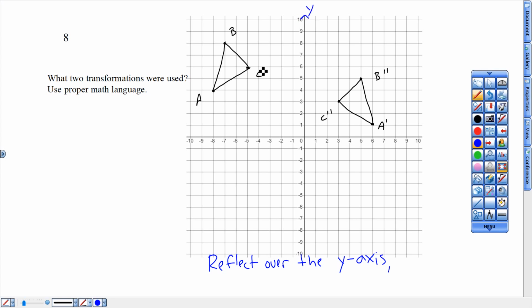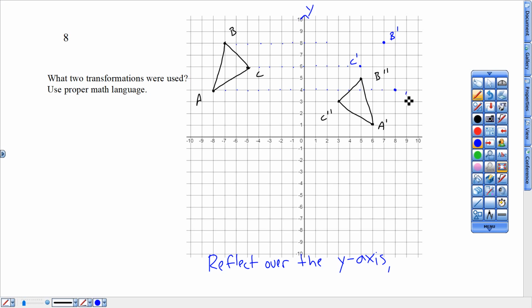So 1, 2, 3, 4, 5. 1, 2, 3, 4, 5. That's where the new C prime goes. 1, 2, 3, 4, 5, 6, 7. This is where B prime goes. And then down here, A: 1, 2, 3, 4, 5, 6, 7, 8.